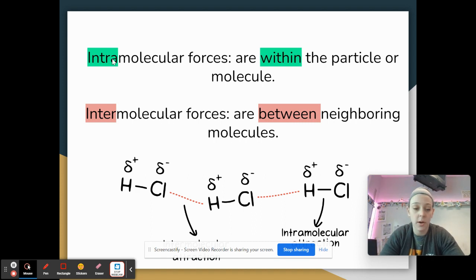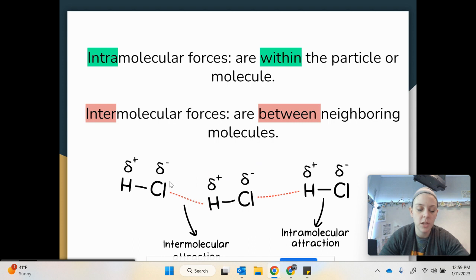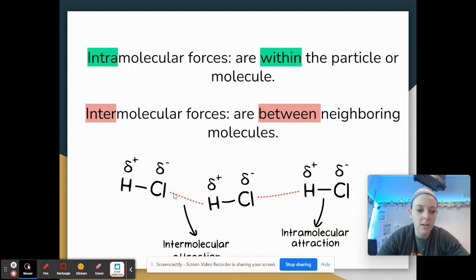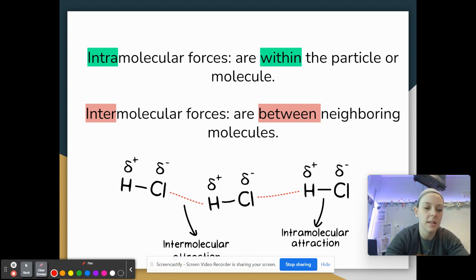So they are quite strong. They're quite hard to break. The difference between an intermolecular force, this is what's happening and what's holding neighboring molecules together. So you can kind of see in this image here, we see that we have intermolecular forces. So when you have a covalent compound, something like hydrogen and chlorine together, chlorine has that slightly negative end to it. So you see that little negative charge.